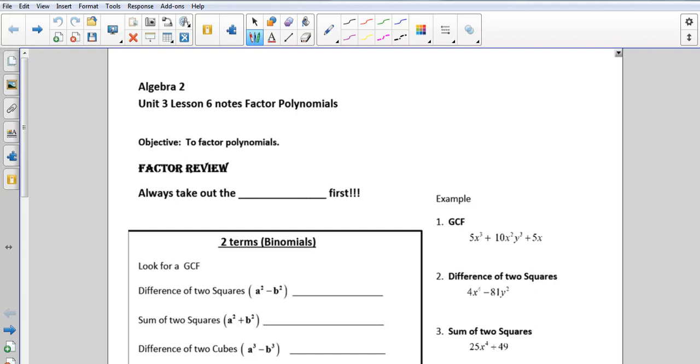Okay, Unit 3, Lesson 6. More about factoring. We're going to review some of the stuff we already know, and then move on to a couple more new things.